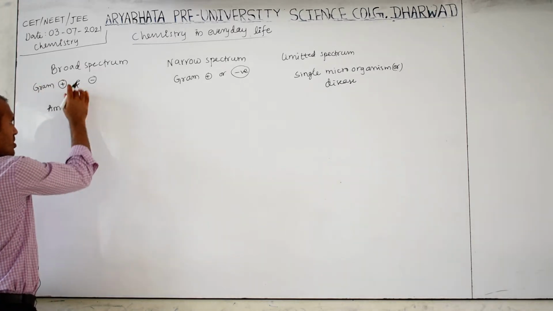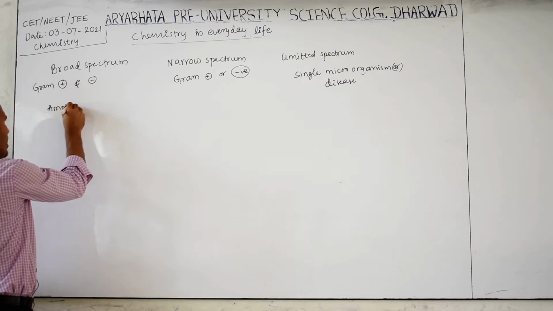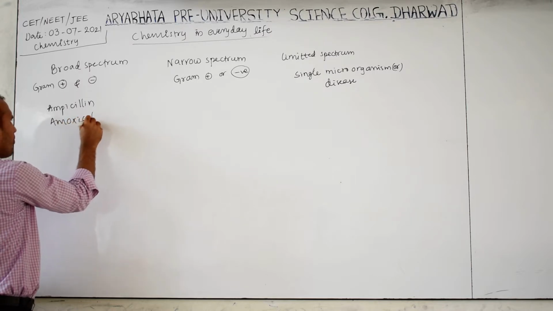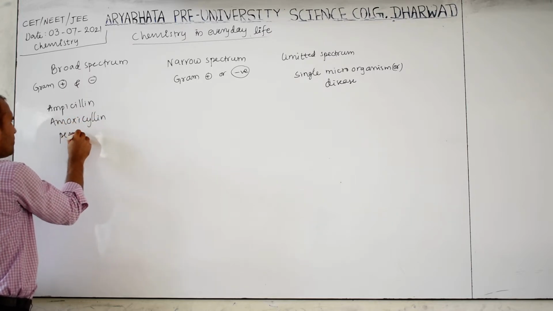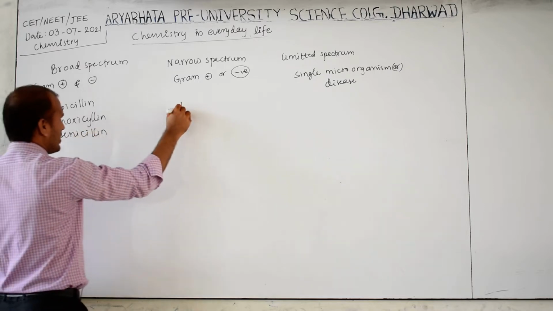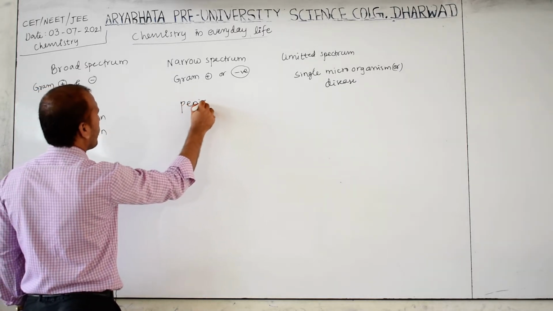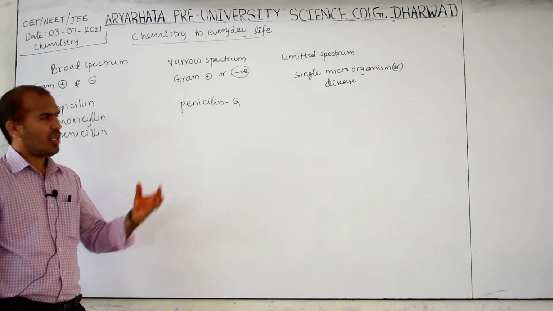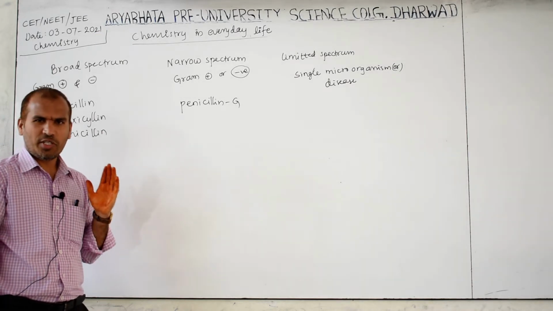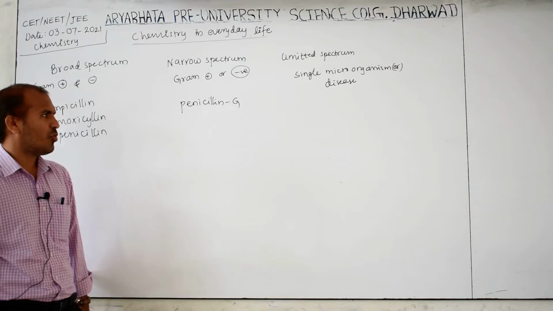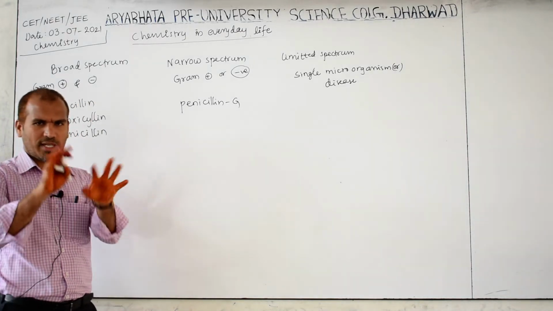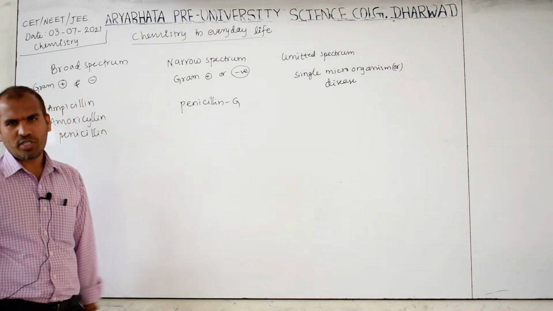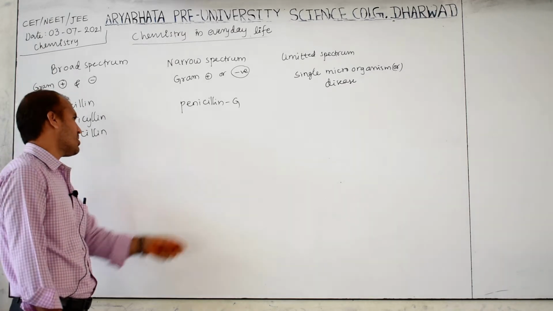Now broad spectrum examples are ampicillin, amoxicillin, penicillin. Here penicillin G is a narrow spectrum. We have many penicillin modifications: penicillin G, penicillin H, penicillin I, like this. If you see your textbook, one structure is there with an R group on the left side. When the R group changes, the penicillin name also changes. So you have to practice the penicillin structure.